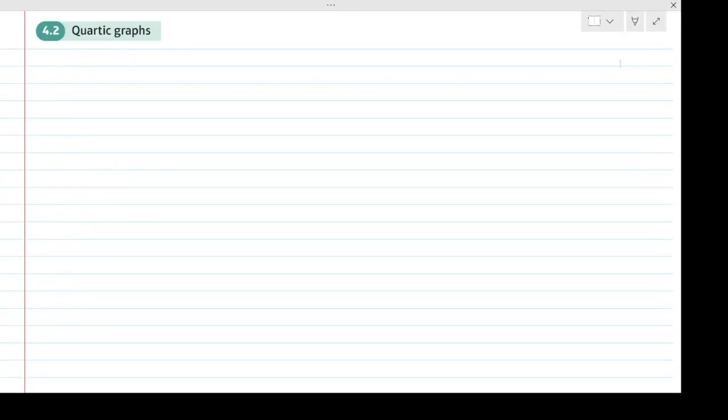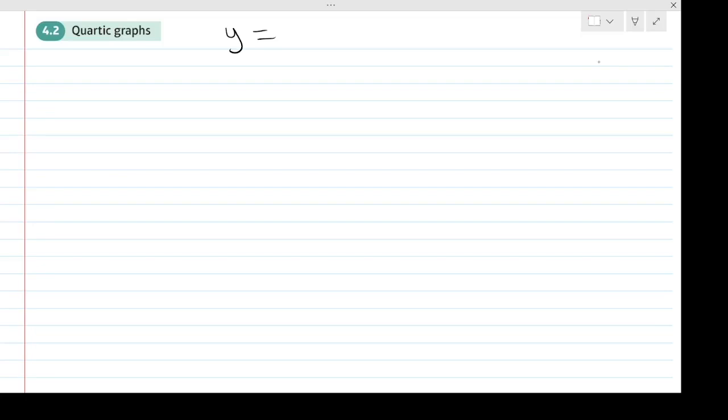Hello. In this section we are continuing to look at sketching graphs, and last time we looked at cubic graphs, so x cubed and so on. We're actually going to go one step up in this section, and now we're going to look at something called quartic graphs. Now, a quartic is going to be x to the 4, okay?